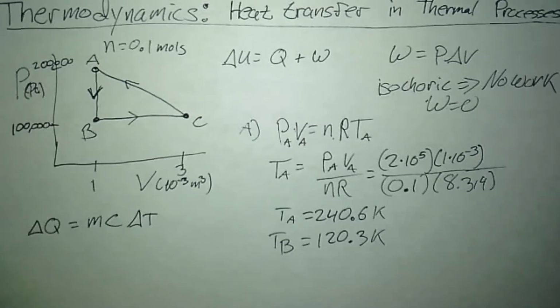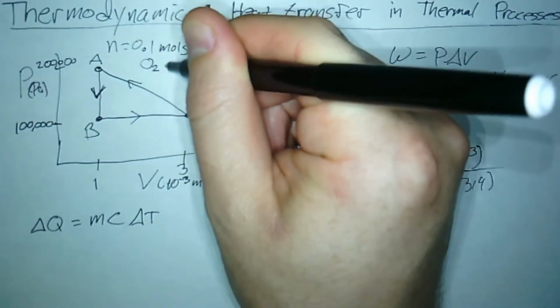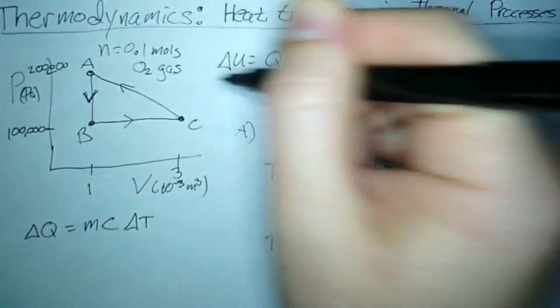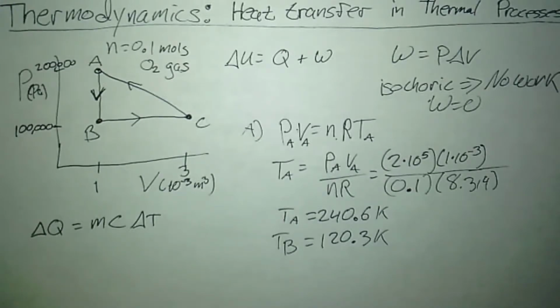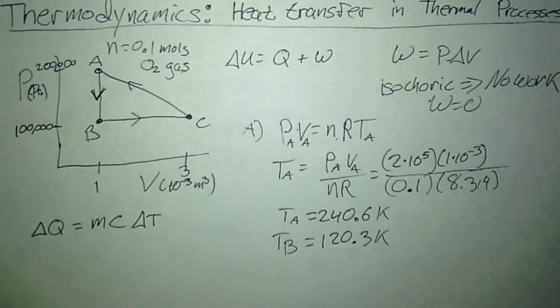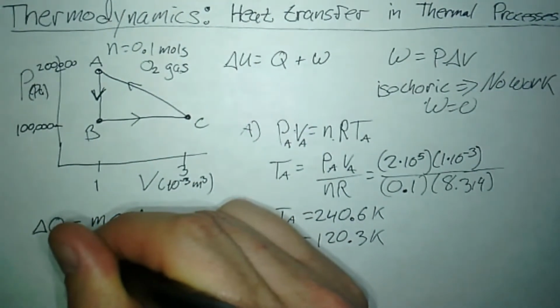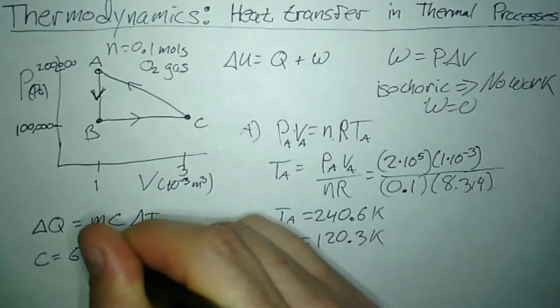So let's pick a value for specific heat capacity. Let's say this is oxygen gas. That tells me that at constant volume, so the specific heat capacity of oxygen at constant volume is going to be 652. And yes, I did just go look that up.